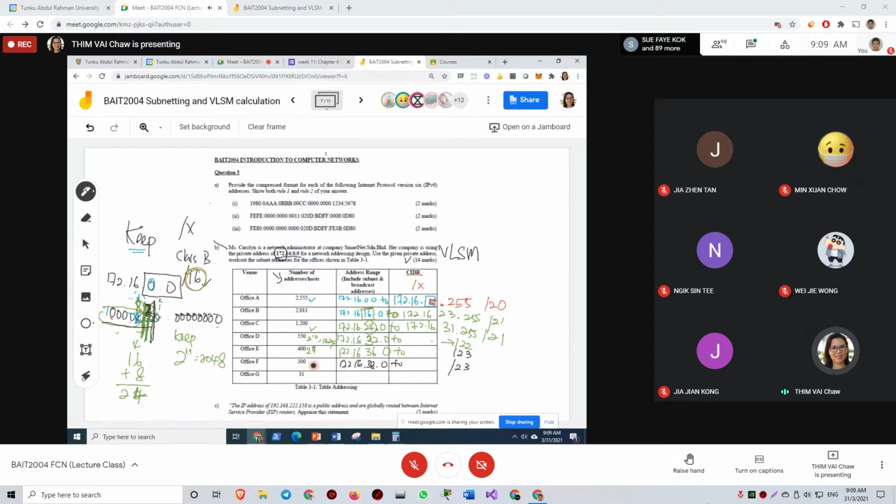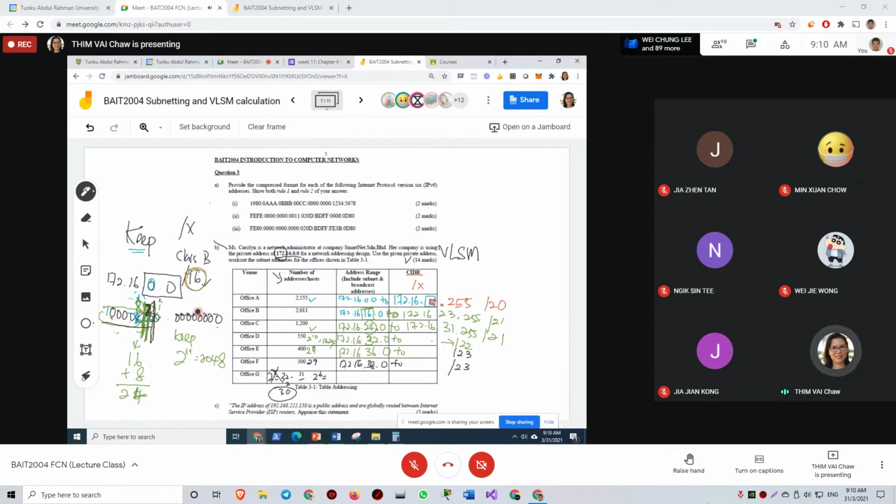This one also keeps 9 bits. So this one is 32 bit. Suddenly you can see Office G goes for 31. Because of 31, I'm going to keep 6 bit. I cannot keep 5 bit now. If you keep 5 bit, 2 power by 5 is 32 minus 2, I only get 30 usable host addresses. It's not enough. 5 bit cannot. I need to keep 6 bit.